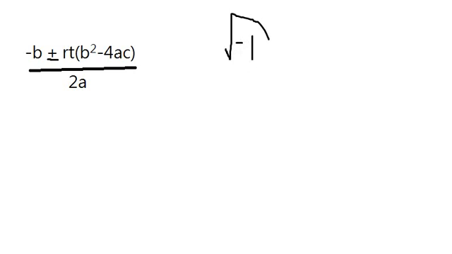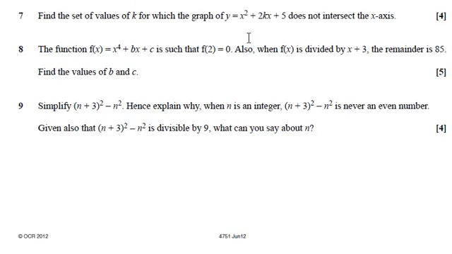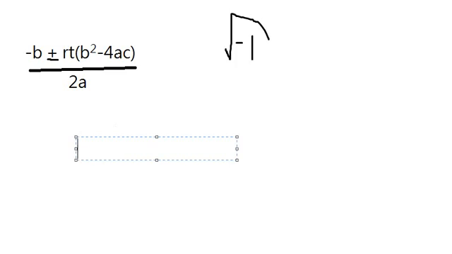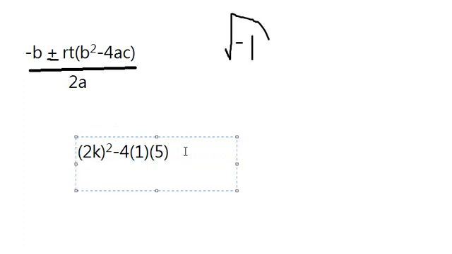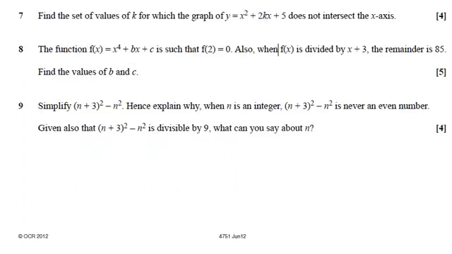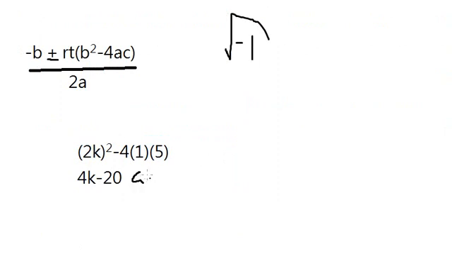This is one very fundamental rule that you have to remember: if this part, b squared minus 4ac, is negative, there isn't a solution. And so you have to look at this equation and find b squared minus 4ac. So b squared in this case is 2k squared. So we've got 2k squared minus 4 times 1 times 5, which is 4k minus 20. In the question, it told you that it doesn't intersect, so we can write an inequality that it is smaller than 0.